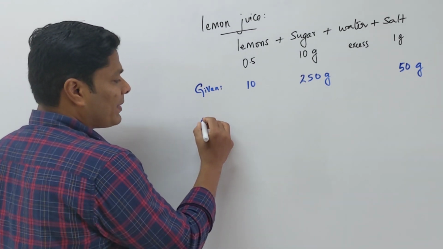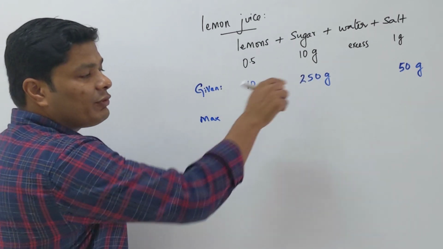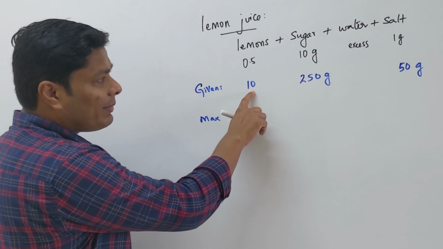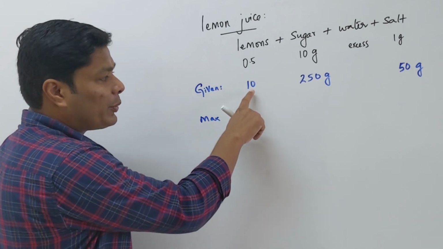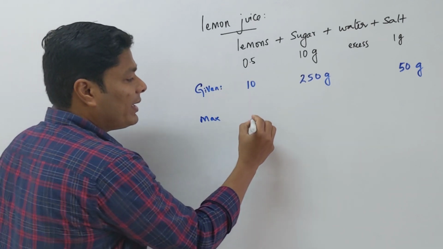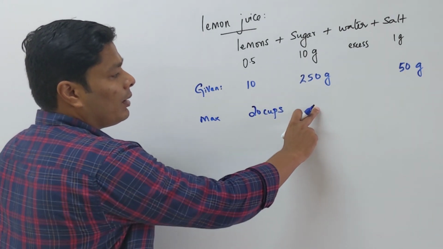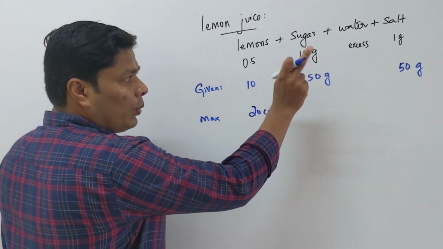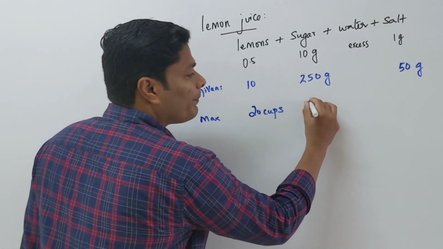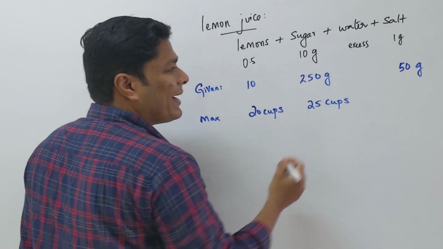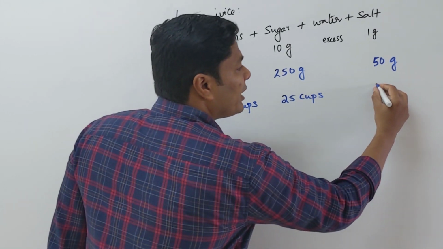Now what we need to do is find the maximum we can make with the given amount of each individual ingredient. I have 10 lemons, what is the maximum I can do? 1 cup of lemon juice needs half a lemon, so with 10 lemons we can make 20 cups of lemon juice. Now 1 cup needs 10 grams of sugar, and I have 250 grams, so how many cups can we make? 25 cups is the maximum I can make. When I look at salt, I need only 1 gram, I have 50 grams, so I can make 50 cups of lemon juice.